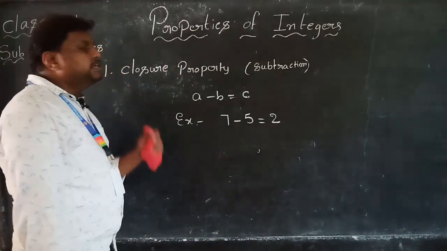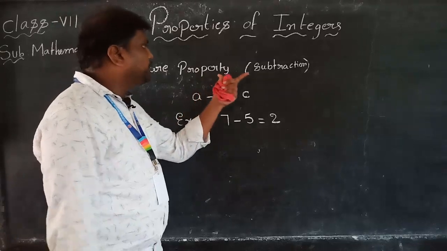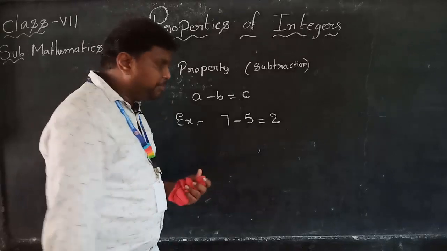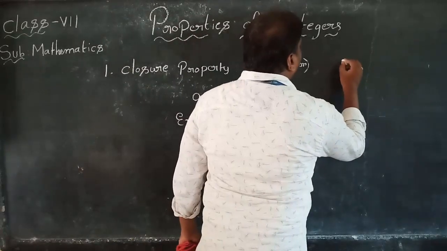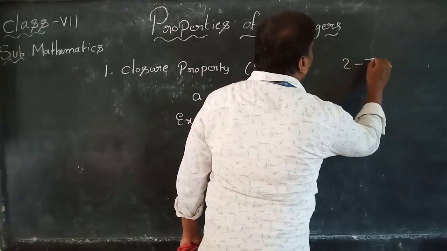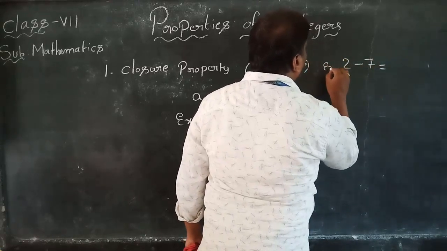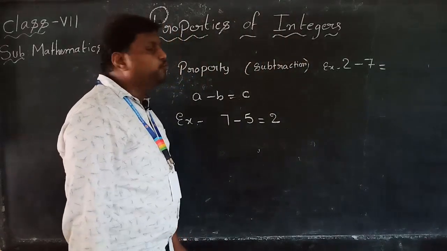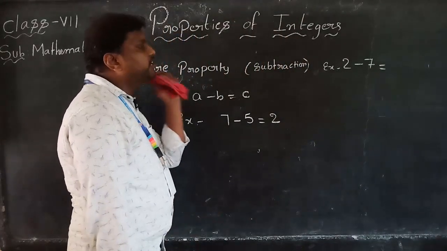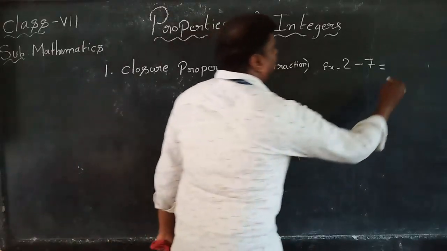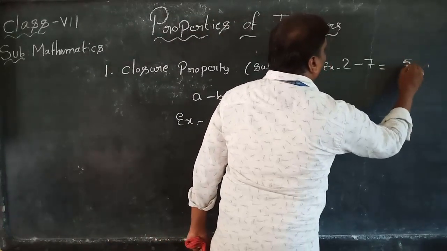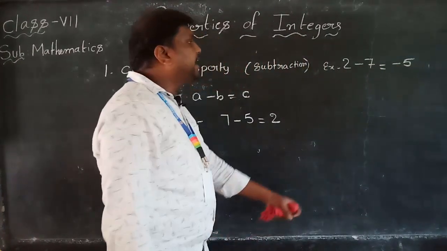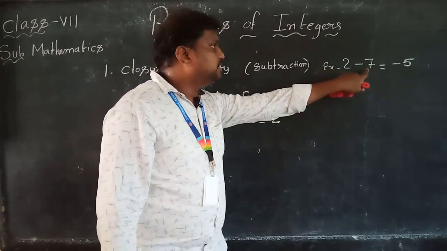In whole numbers, this is not applicable. The closure property under subtraction is not applicable to whole numbers. Why? Because in whole numbers, for example, 2 minus 7 is not possible. I have to take the subtraction 7 minus 2, then the value is 5. The difference is 5 and the symbol is minus, because the higher value is 7 and the symbol of 7 is minus.